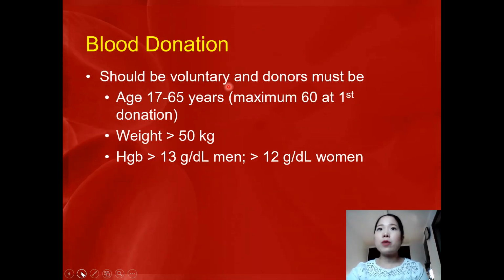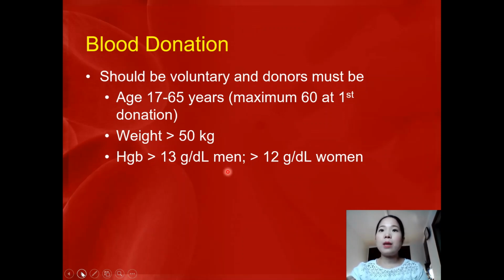The requirements for blood donation would be as follows. It should be, number one, voluntary, and donors must be at least aged 17 to 65 years old. The maximum will actually be 60 years old for the first donation, but later on you will see it would also depend on the pathologist physician in the blood bank.